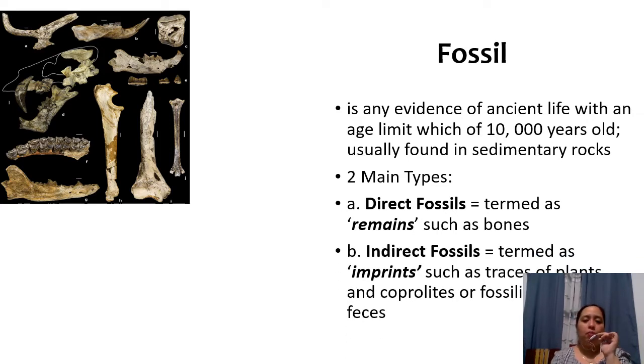The second type of fossil is now our indirect fossils. They are termed as imprints, pero mamaya mapapansin nyo, they're not just imprints, no? There are imprints, traces, or even molds or casts of organisms that were previously in there. Kumbaga, ito yung mga indirect. There is no tangible remains of the organism. What is left is just impressions or yung parang naiwan lang ng marka ng mga organism. Some of indirect fossils are hindi yung organism mismo ha, but ito na yung mga byproducts ng organism such as yung mga fossilized poop natin or yung mga coprolites.